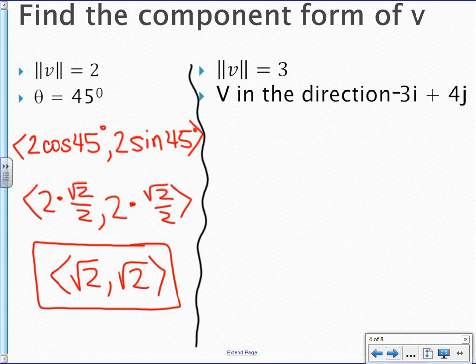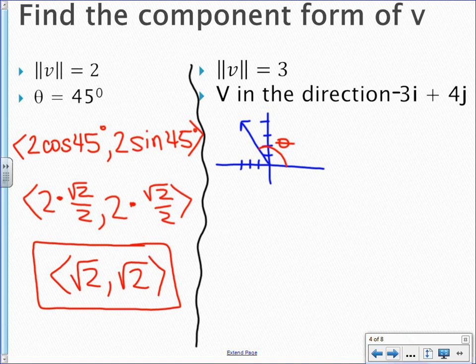What do we need from this? We need the angle from this, don't we? We need the angle from negative 3i plus 4j, so we know what direction v is in. Somebody said draw it. That would be good. Here is negative 3i plus 4j. Here is the angle that we need to find.